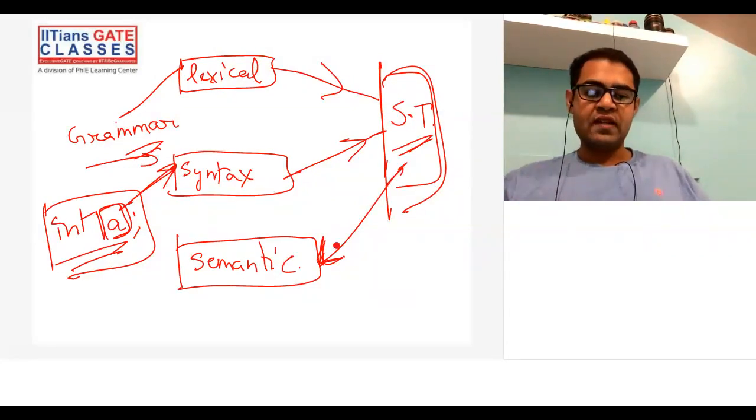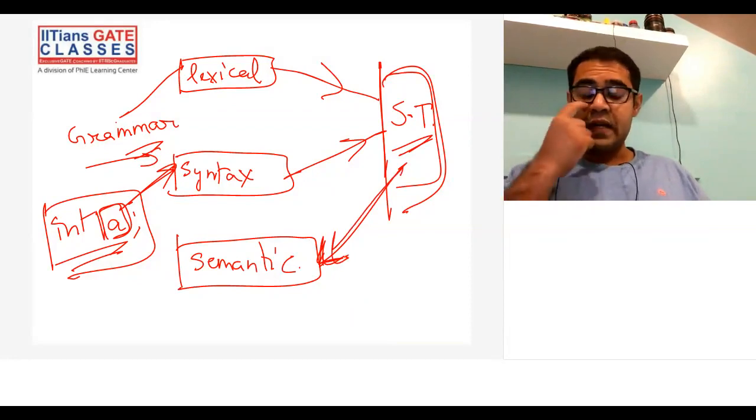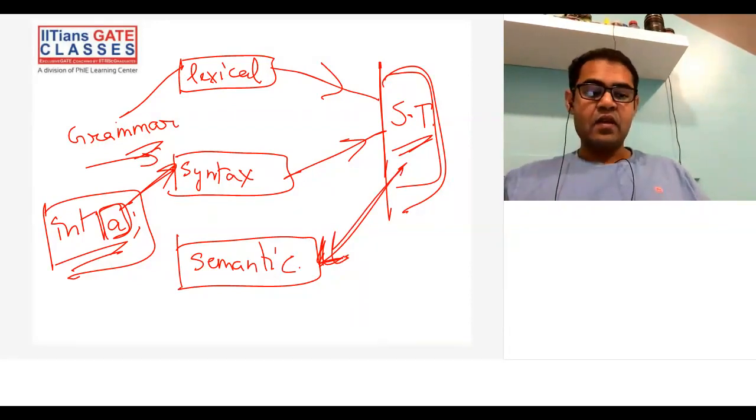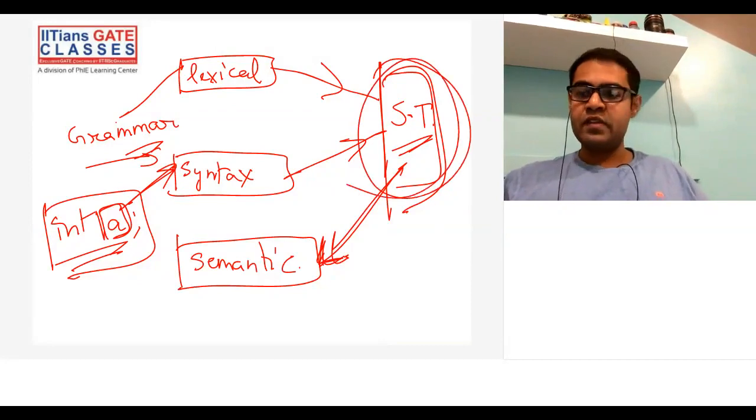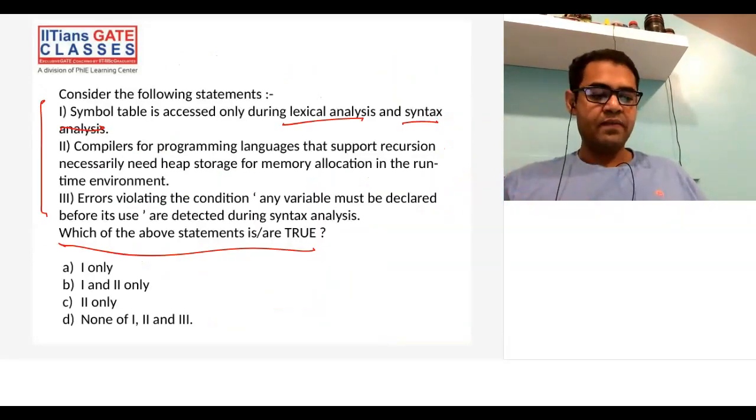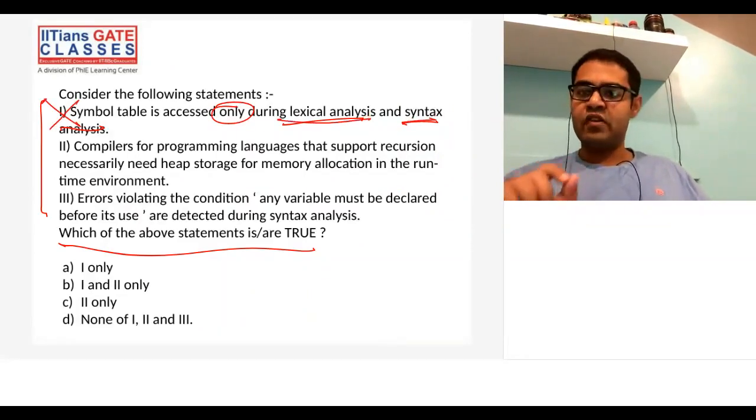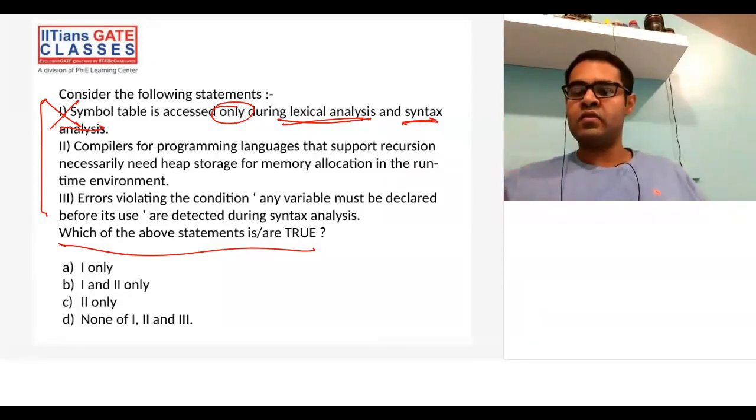So we are sure that semantic analysis will actually retrieve some values from the symbol table. Hence the semantic analyzer also accesses the symbol table. But in the statement they are saying only lexical and syntax. So statement 1 is false, for the simple reason that the semantic analyzer will also access the symbol table because it wants to retrieve some information about the variables. So statement 1 becomes false.